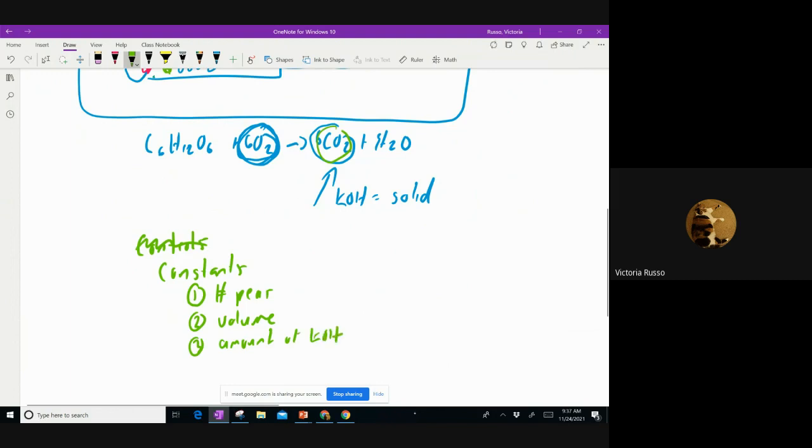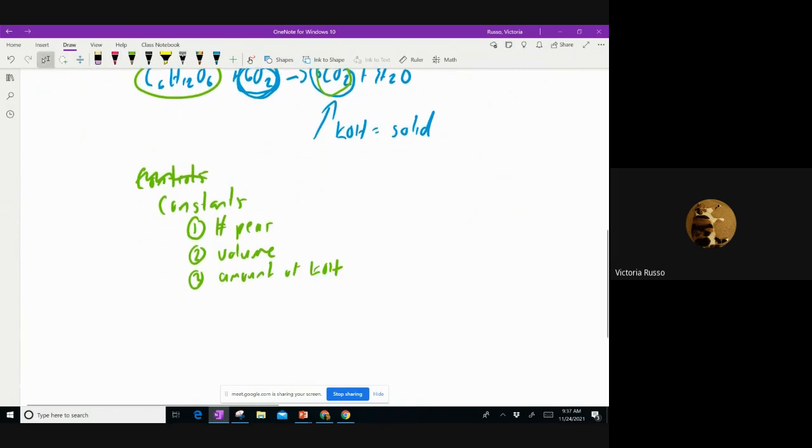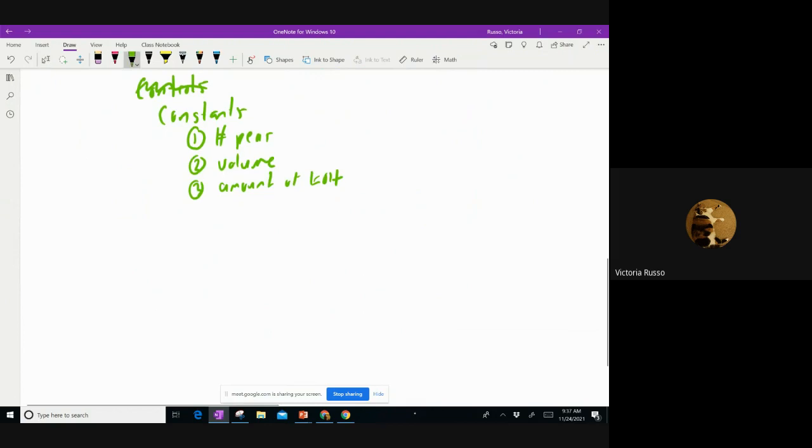You can say, where are they getting sugar from? Peas naturally have sugar in them. Let me think if there are any other constants. The cotton ball needs to be the same cotton ball size, which is kind of like volume.